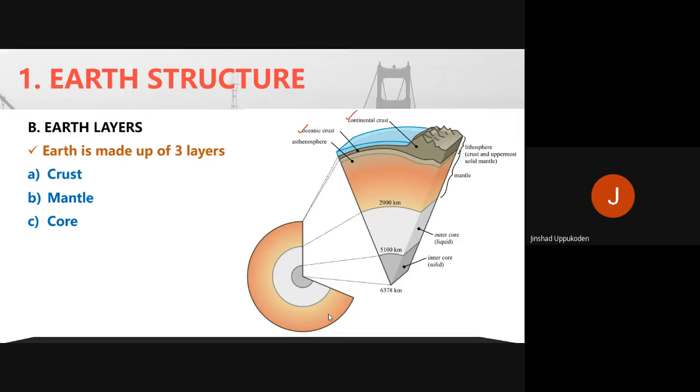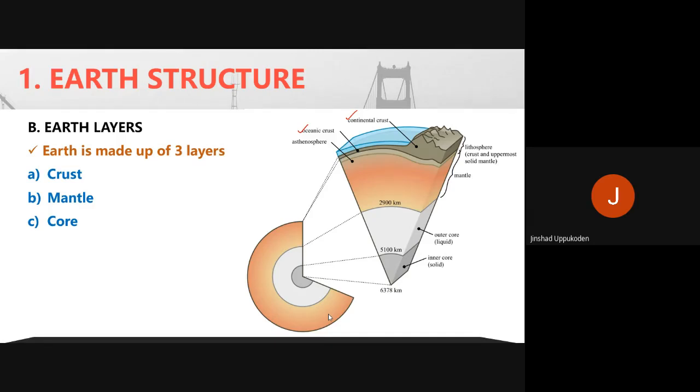Usually the oceanic crust is made up of basaltic rocks, and the continental crust is made up of granite rocks. I'm not telling everything, but generally it is more composed of granite rocks in the continent, and in the oceans it is basalt rocks. So this is the outermost layer, and another term for this is the lithosphere. The lithospheric part consists of the oceanic crust and the continental crust.